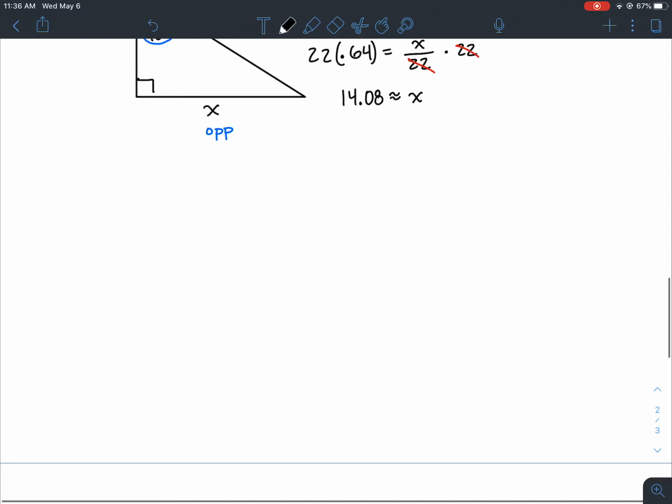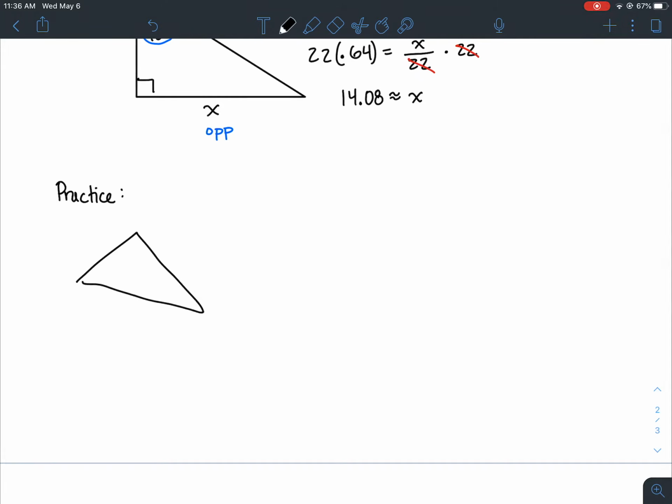All right, so let's do some practice problems here. And again, your triangles are going to look different every time. It doesn't matter where they're at. All we need to know is that they're right triangles.